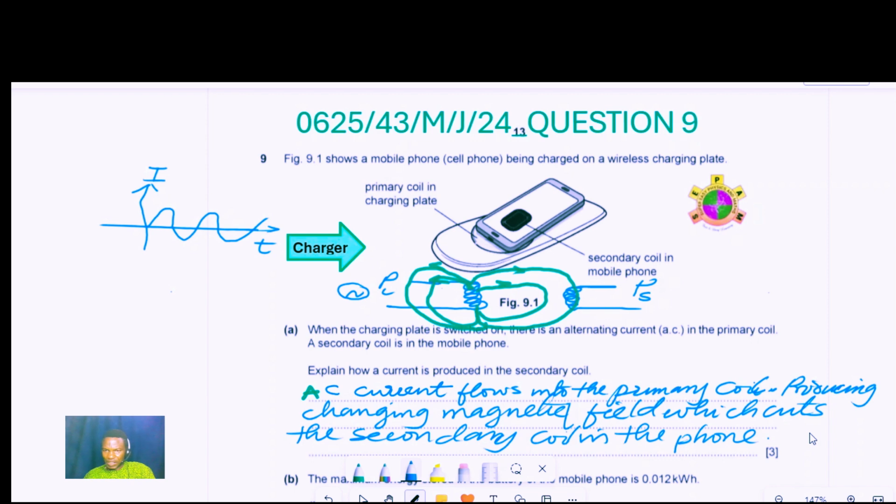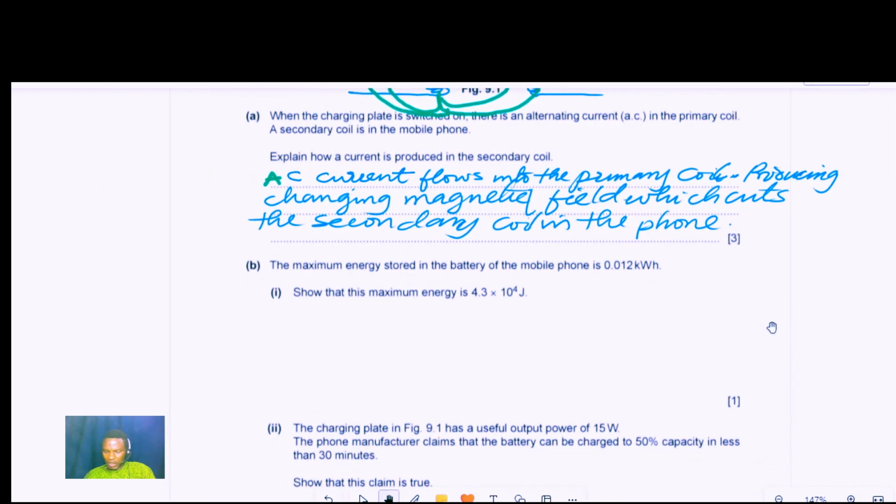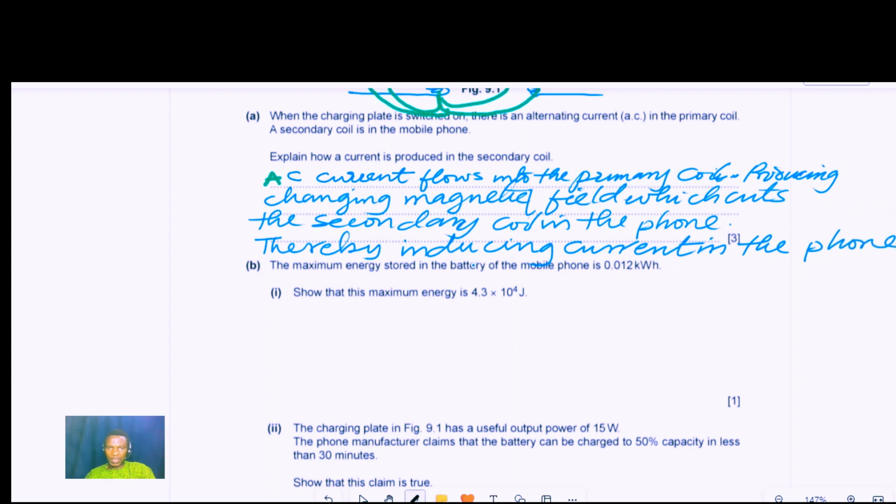As this changing magnetic field cuts the coil in the phone, it will induce, thereby inducing current in the phone. So this is how the current is produced.